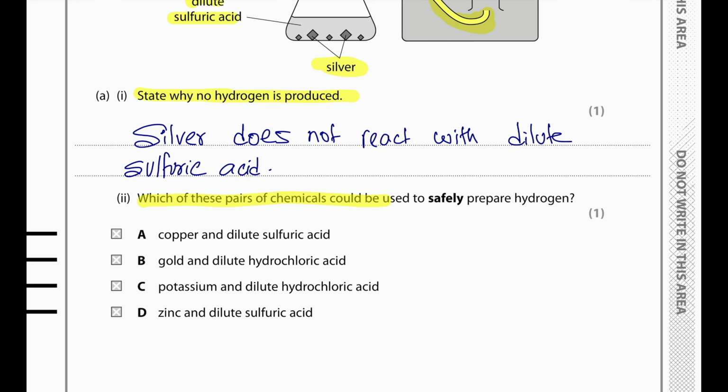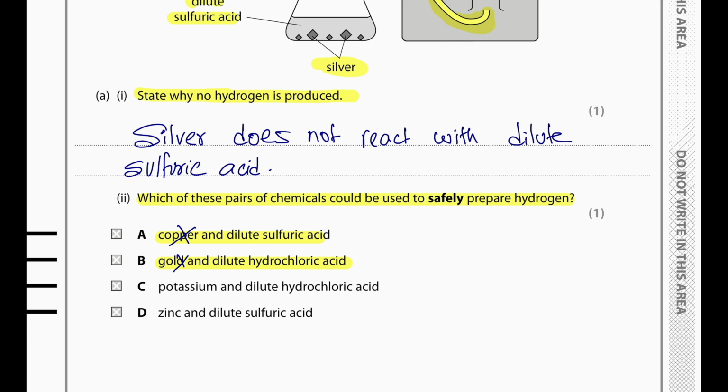Which of these pairs of chemicals could be used to safely prepare hydrogen? So first option, copper and dilute sulfuric acid. Copper is below hydrogen in the reactivity series, so cannot be used. Gold and dilute hydrochloric acid, same issue. Gold is below hydrogen in the reactivity series, so gold cannot be used for displacing hydrogen ions.